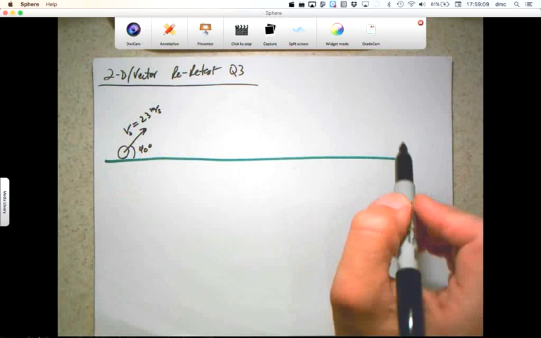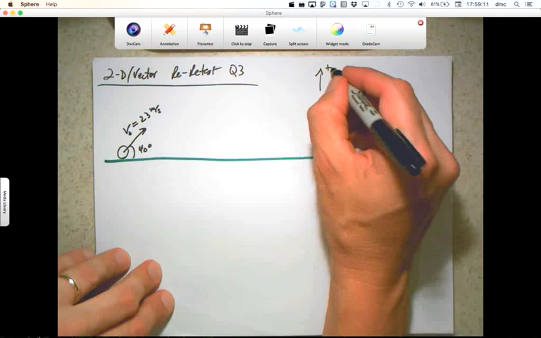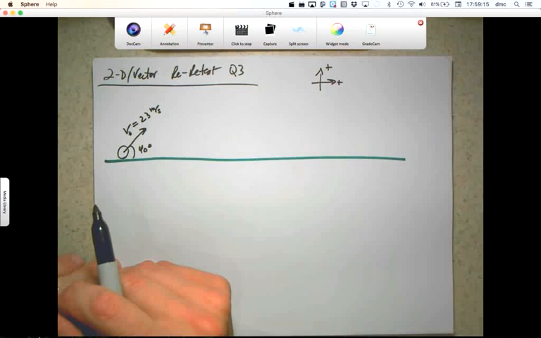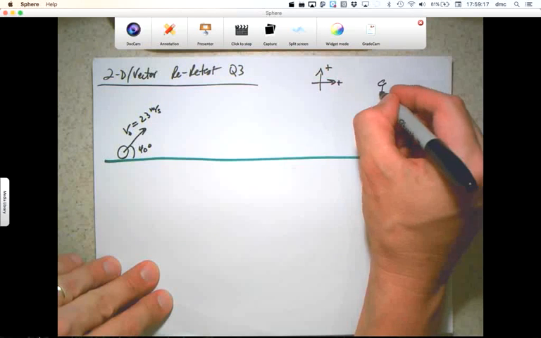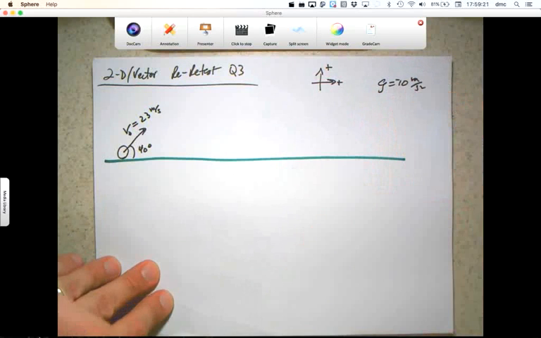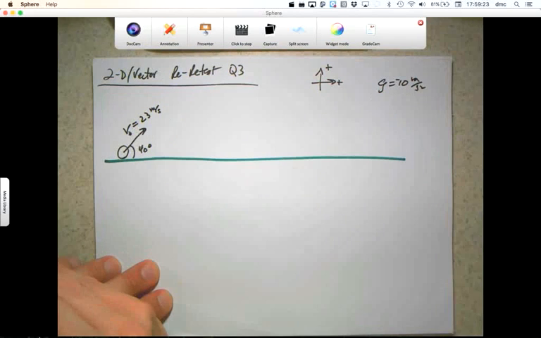right and up are plus, so up is plus and to the right is plus. Alrighty, and use 10 for g, so g is 10 meters per second squared, and that means it's negative because up is plus, so down is negative, and we want to round everything to 1 decimal place.